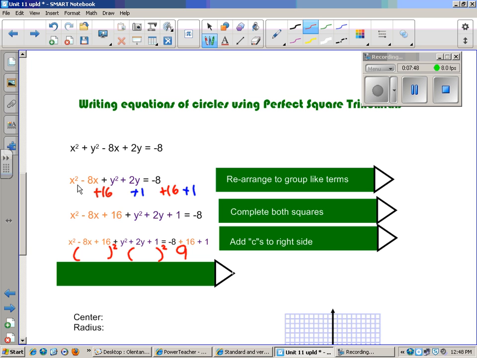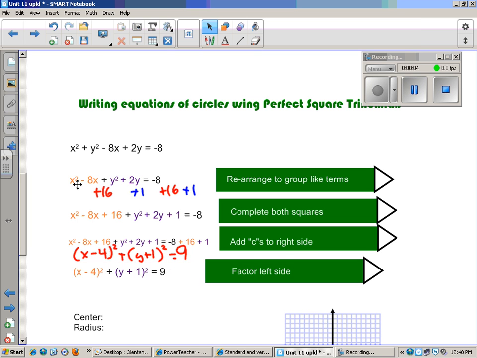Okay? So what would this one be? (x minus 4) squared and (y plus 1) squared equals 9. Okay? Now, does that look better? It looks more like the equation of a circle, right?